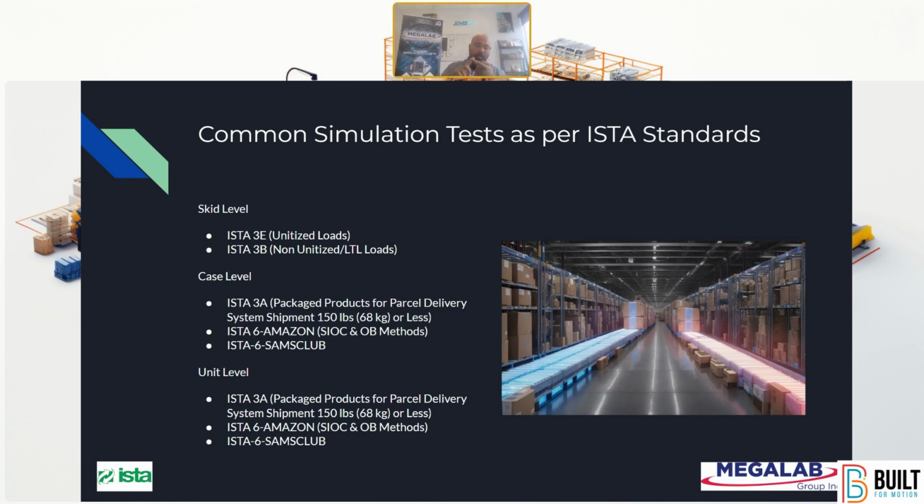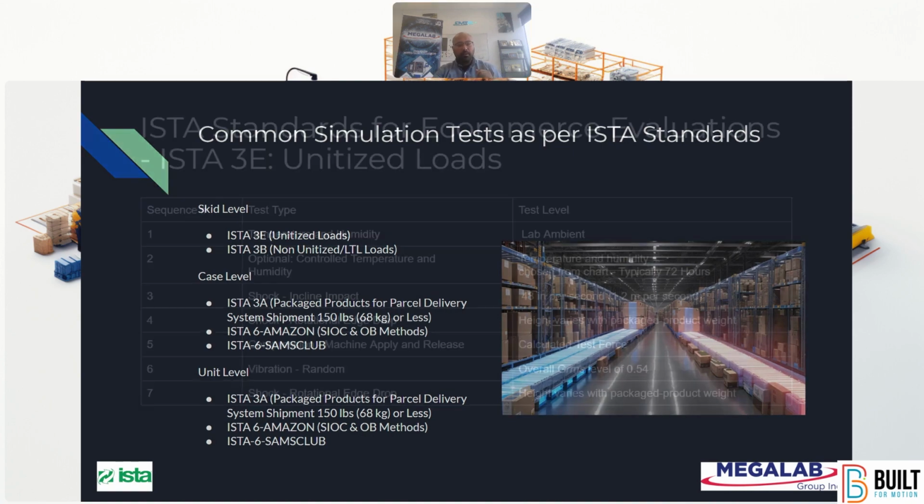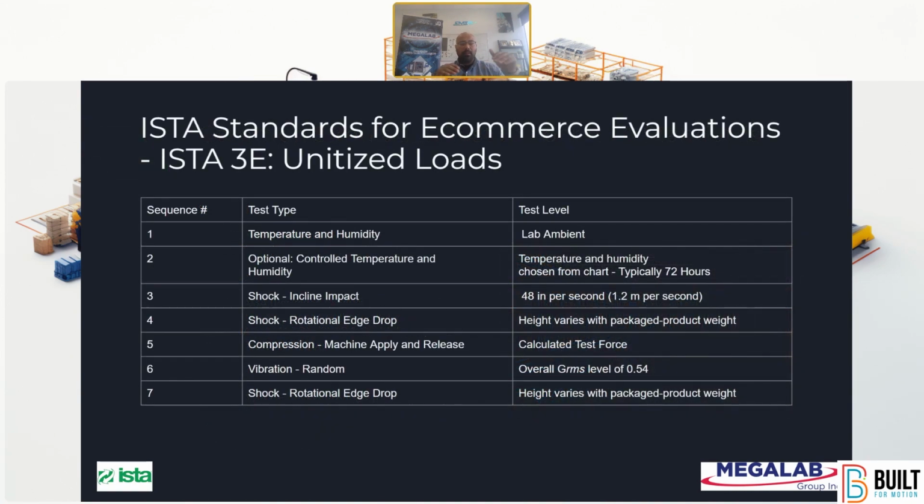So things like drop testing, manual handling, vibration with and without a top load, and finally drop testing to the customer's door. At a high level, this is, as I mentioned, the 3E testing. The key thing I want to highlight here is that 3E testing includes a compression machine apply and release, and it involves mechanical handling of the package to check for the rotational drops as well as vibration.